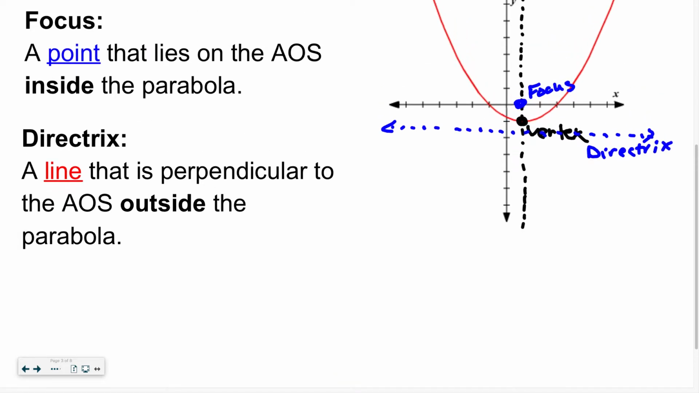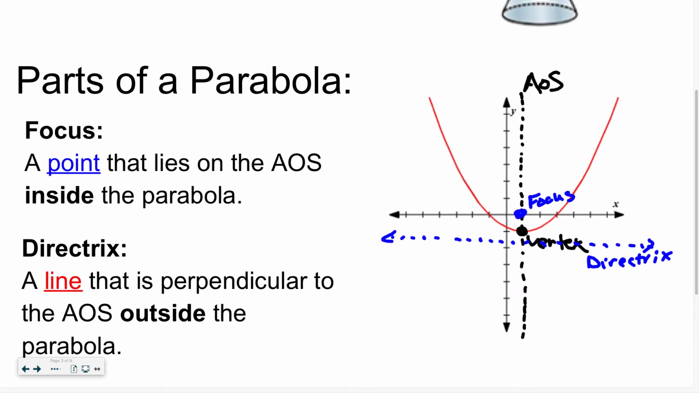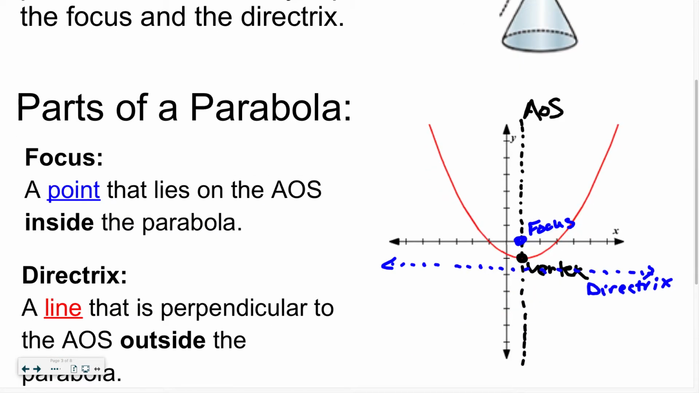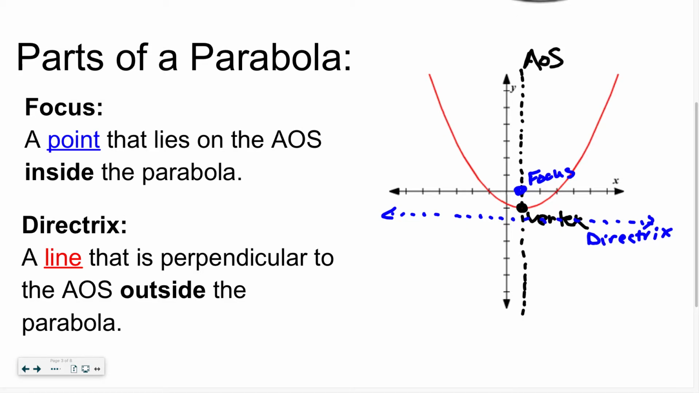Okay, now if I go back up to this definition, the parabola was a smooth curve graph, so that's the red part of my graph, in which every point on the red curve is simultaneously, so at the same time, equidistant to the focus as it is to the directrix. Okay, so what this means is I could pick any point on this red curve. I'm going to start with the vertex.